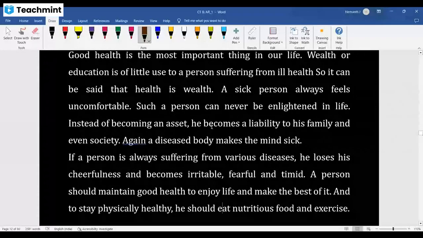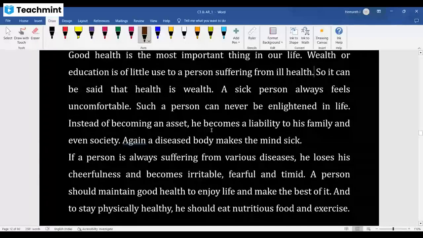Good health is the most important thing in our life. Wealth or education is of little use to a person suffering from ill health. So it can be said that health is wealth. So everybody please keep this in mind also. A sick person always feels uncomfortable. Such a person can never be enlightened in life. Instead of becoming an asset, he becomes a liability to his family and even society.